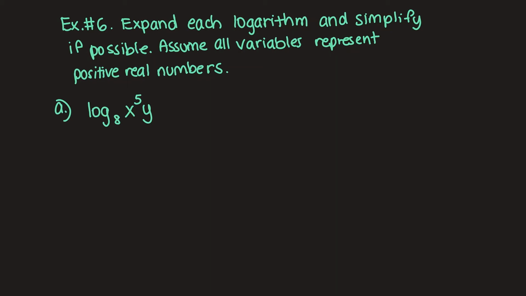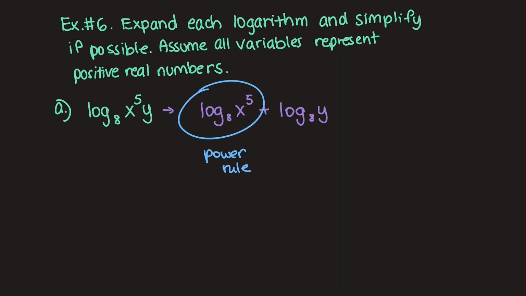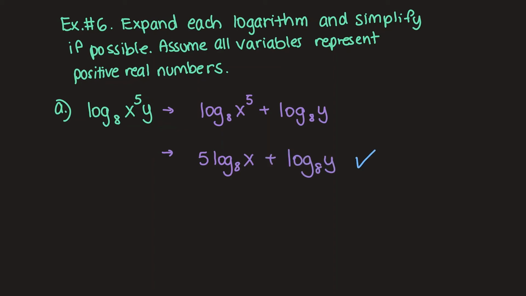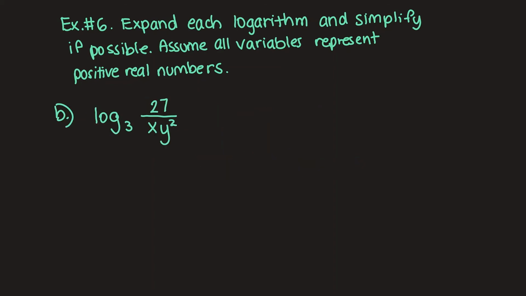So for log base 8 of x to the 5th times y, since we have a product as the input of the log, we can use the product rule to expand this as a sum of logs. So we have log base 8 of x to the 5th plus log base 8 of y. And then we can actually use our power rule here and write this as 5 times log base 8 of x plus log base 8 of y.